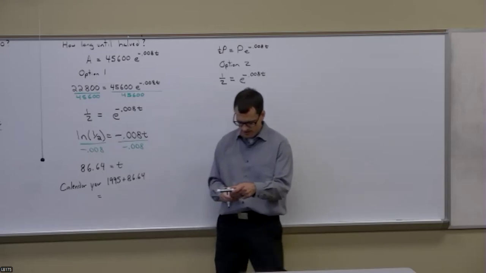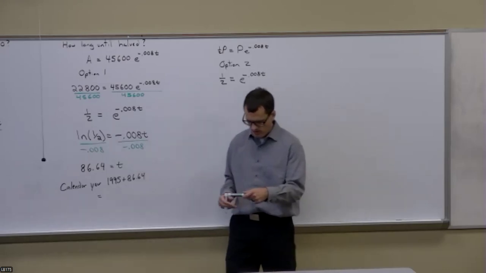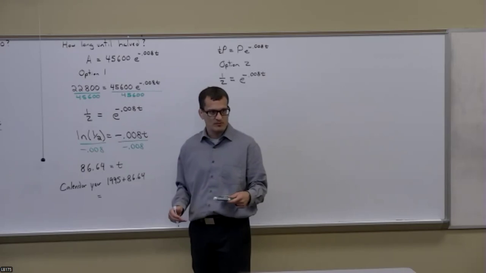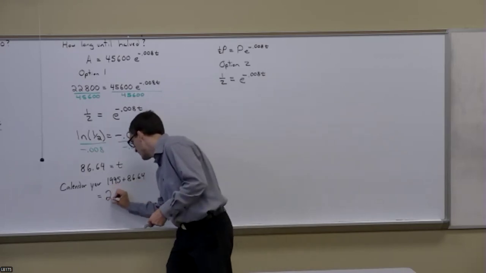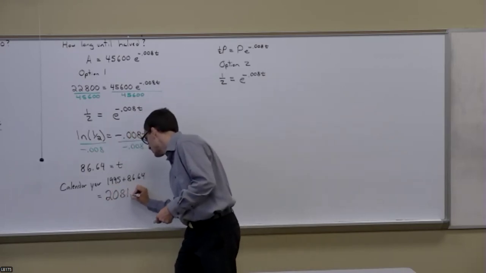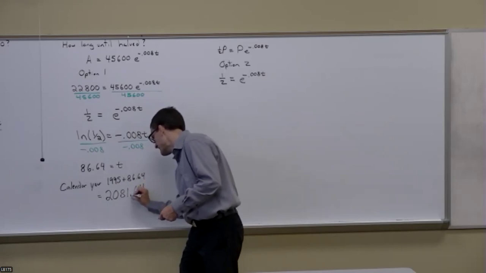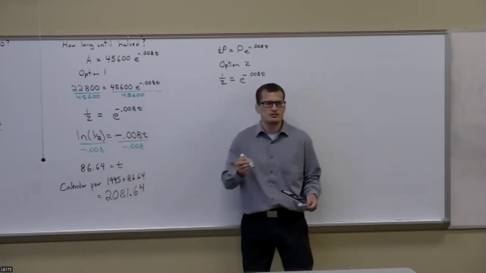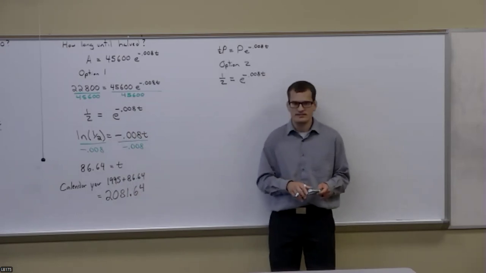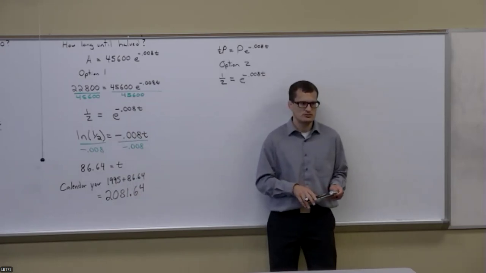What is that? Add 1995 to that. 2081.64. 2081. So sometime in the year 2081, the population will be half of what the 1995 population was.